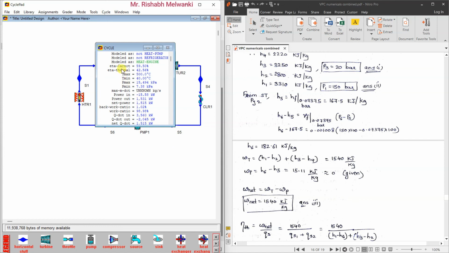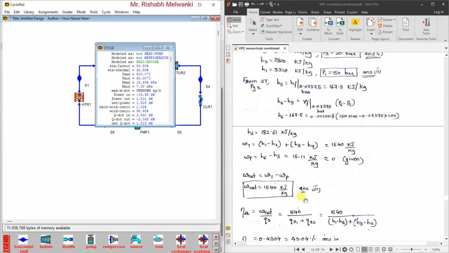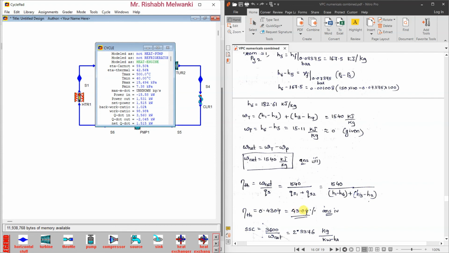Now if you consider the thermal efficiency, the Cyclepad software is giving 42.56%, whereas over here we are getting 43.04%. Now why is this? Because when we are considering WNet, in the question it was given to neglect pump work. So here I have neglected the pump work. That is why here we are getting a higher value of thermal efficiency. Now here you can see heat supplied, Q dot in is there. Then heat rejected in the condenser is also given over here.